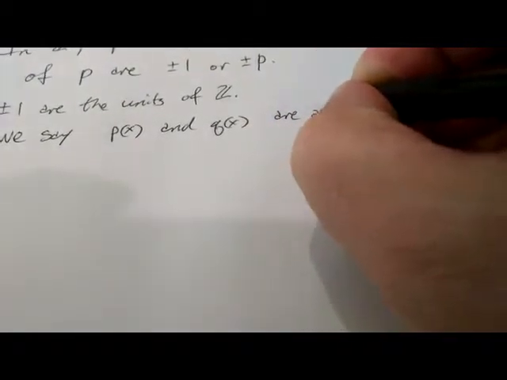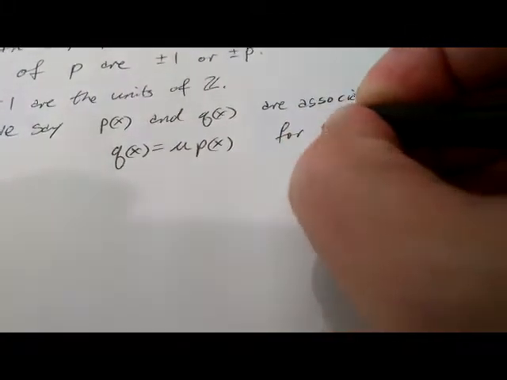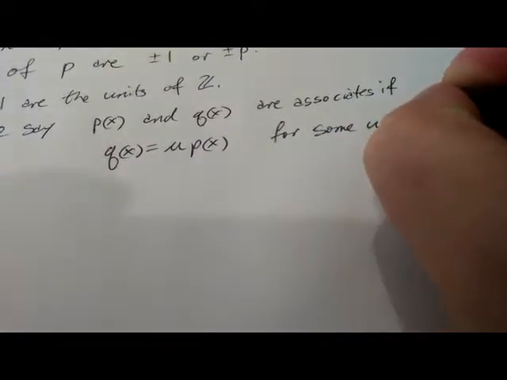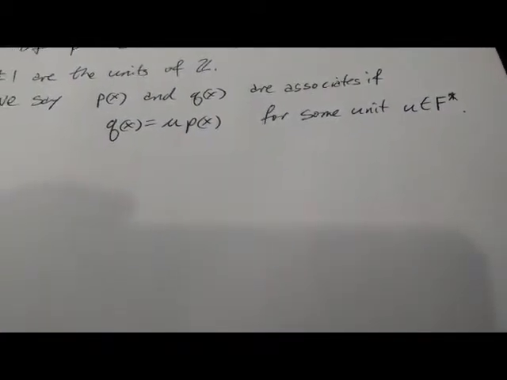We say two objects, two polynomials. So let's deal with polynomials. We say p of x and q of x are associates if q of x is equal to u p of x for some unit u in F star. So plus and minus p are the associates of p.